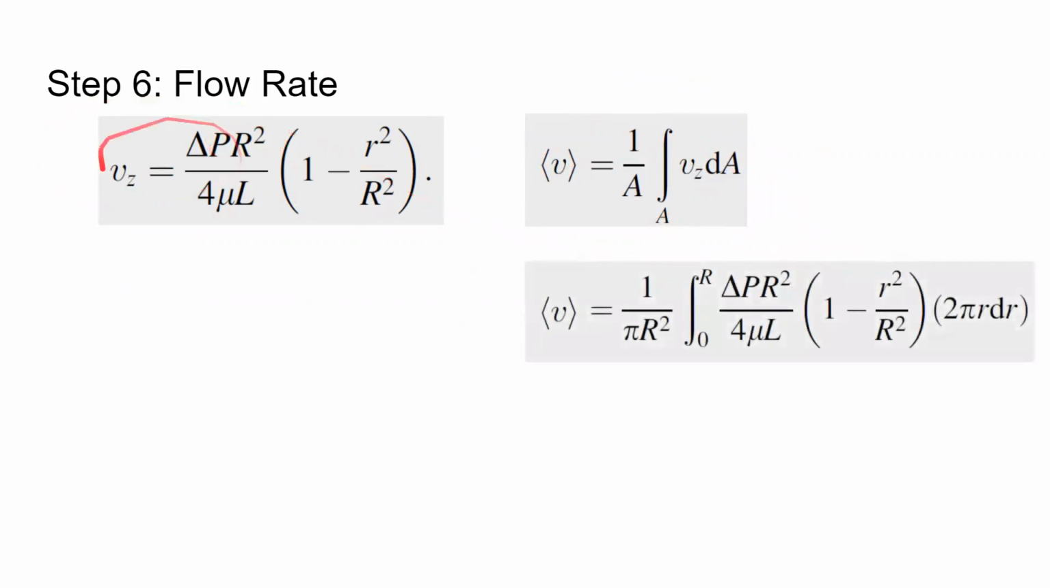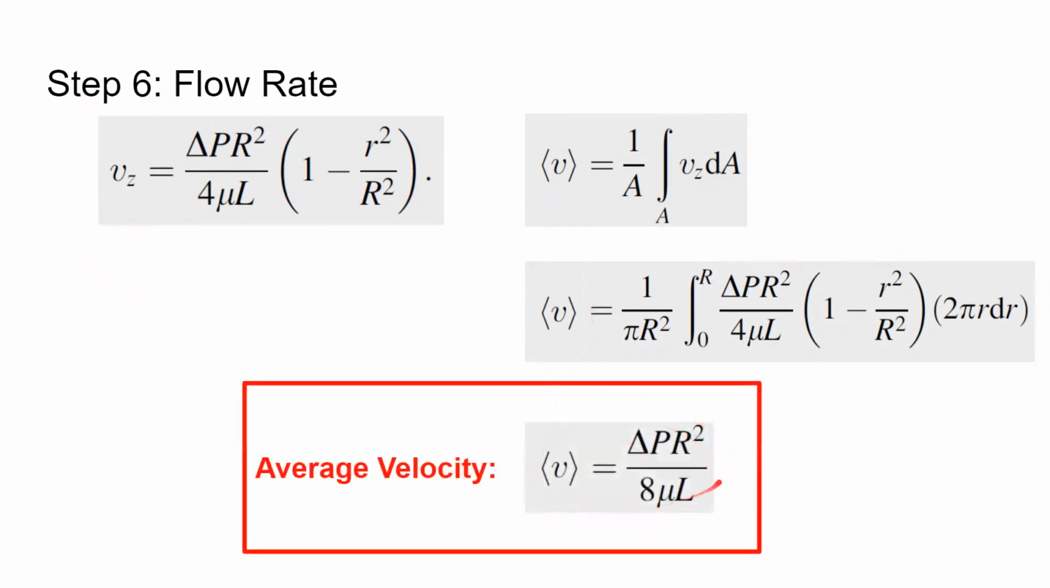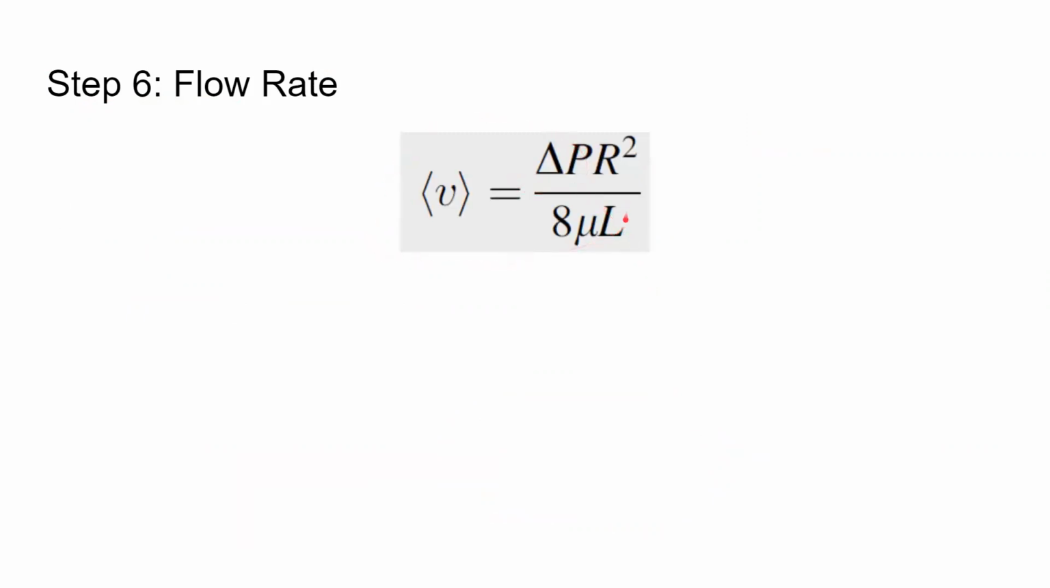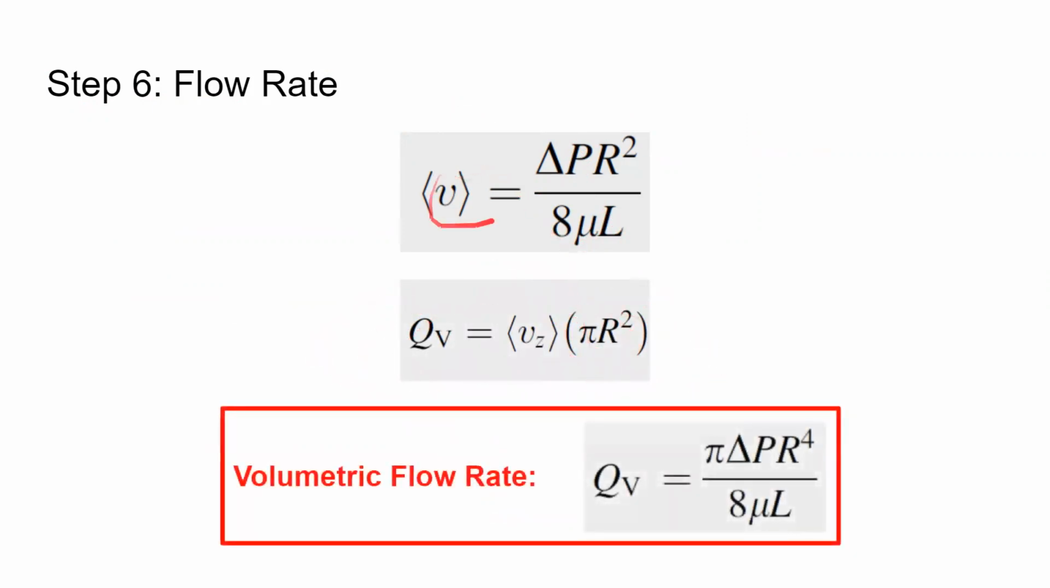We plug our velocity profile into this average velocity expression, and then we solve for average velocity. And then the last step is, once again, we have our average velocity, we have our volumetric flow, Q, right, flow rate, and simply we plug our average velocity in, and then we get our volumetric flow rate right over here.